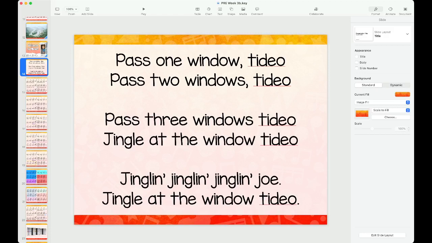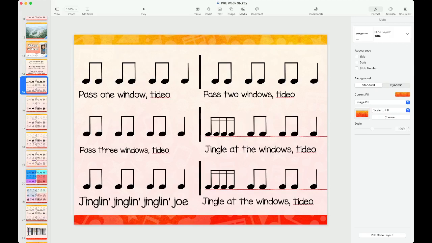And a lot of people use this song when they're introducing the 16th note, or reinforcing the 16th note, because the jingle at the window is a great example of 16th notes. So we might go through with just words, and then we could do a slide where we have the rhythmic notation above the words, as best as possible, because it's hard to get those lyrics exactly underneath the notes, but we did our best measure by measure. So this is just a visual of the lyrics with rhythms on top.